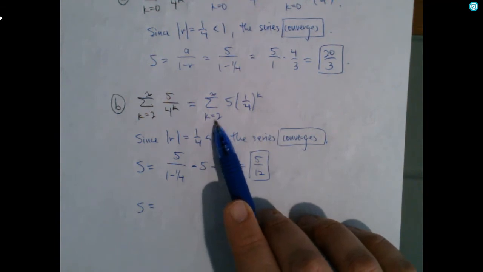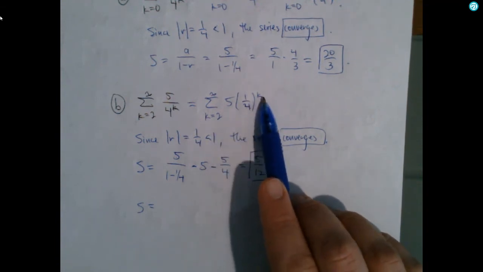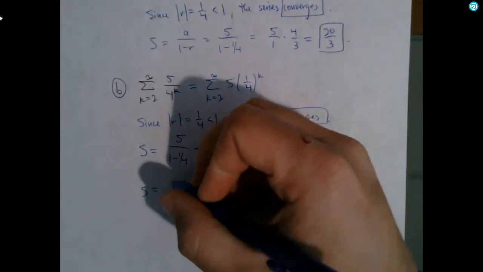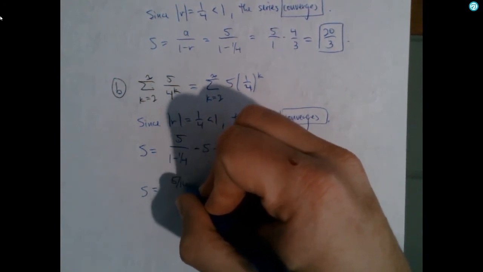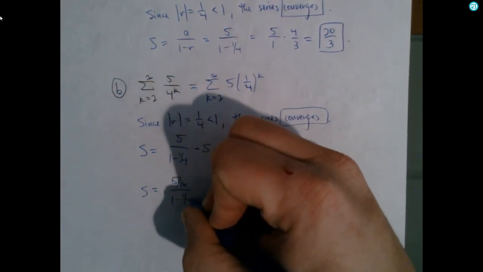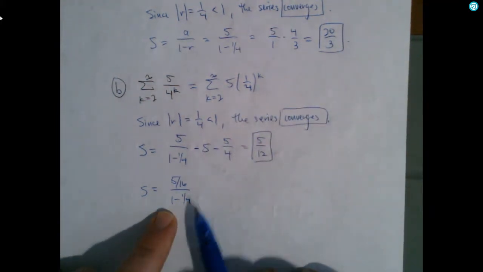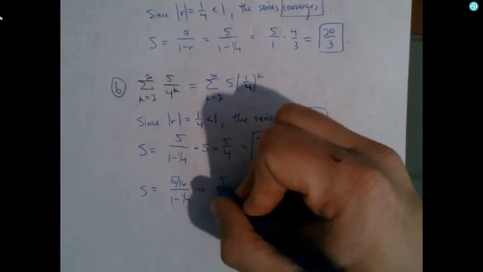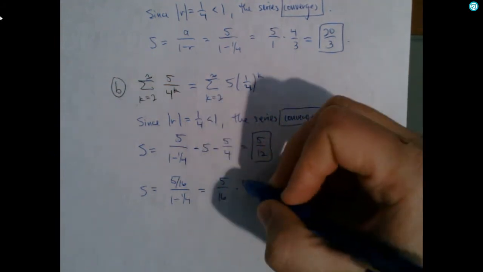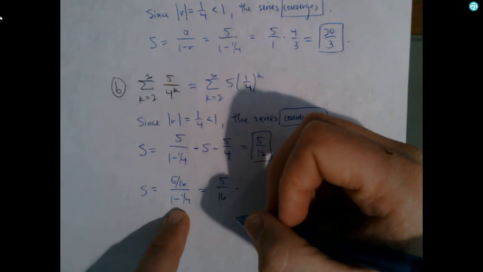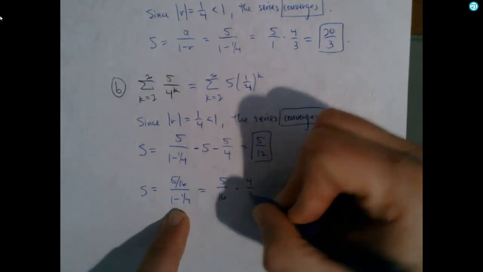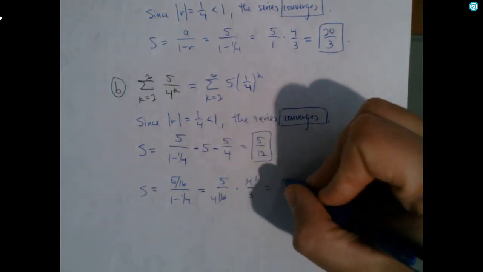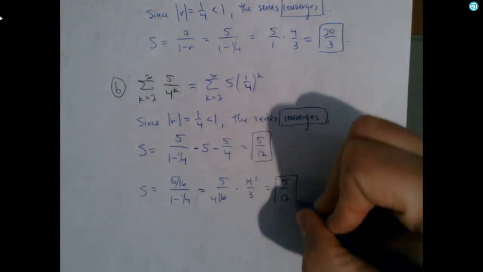So if I plug in 2, 1/4 squared is 1/16, and 5 times 1/16 is 5/16. So you would get 5/16 over 1 minus 1/4. And then you don't have to subtract off the first two terms. You'll get the same answer here. This is 5/16 times, since 1 minus 1/4 is 3/4, 4/3. And notice the 4 cancels a 4 and leaves a 4. You get 5/12, just like before.